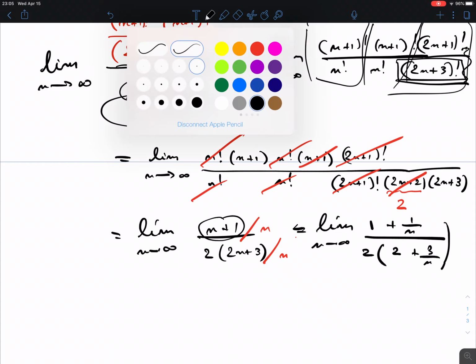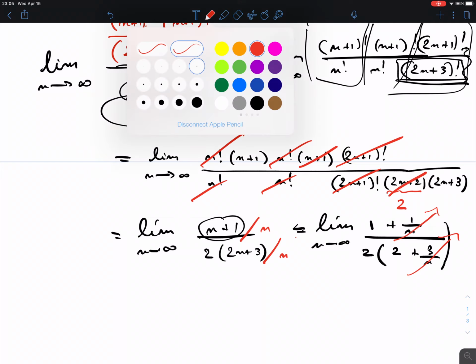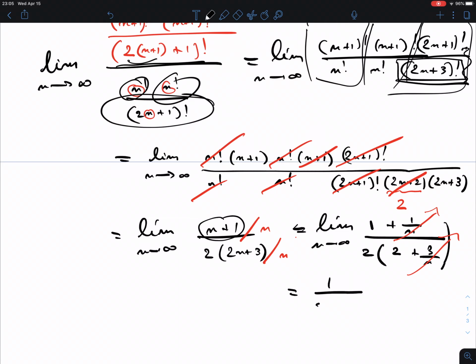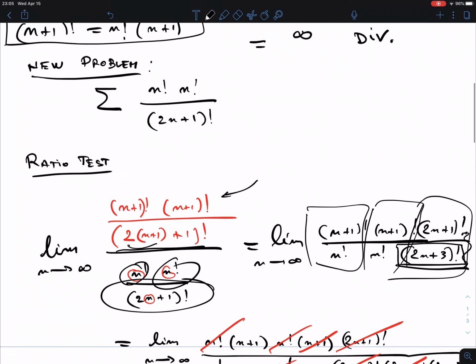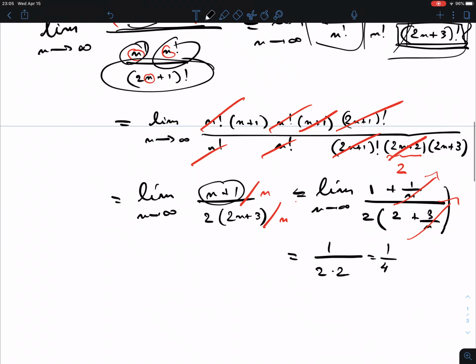Why do we do this? The reason we do this for this kind of limit is because then these reciprocals, when you plug in infinity, go to 0. And so you're left with 1 on top, 2, and another 2. So 1/4. And now we just look, what is 1/4? Well, it's in this situation. So we have convergence here.